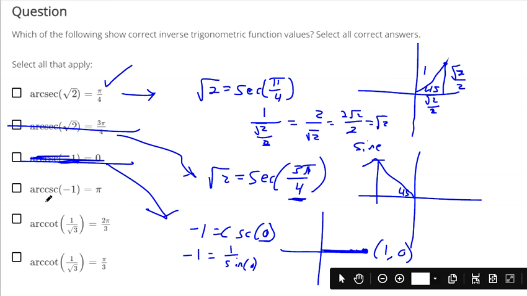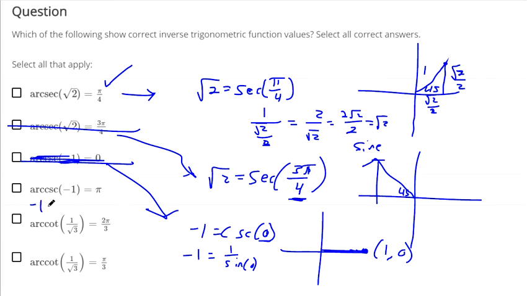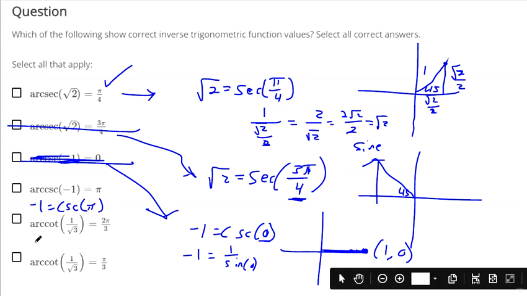Okay, so keep going, do what I'm doing, write it as negative 1 equals cosecant of pi, and then evaluate cosecant of pi. Does that equal negative 1? This one, when you rewrite it, you take cotangent of both sides, so you get 1 over the square root of 3. Is that equal to cotangent of 2 pi over 3? Okay, so that's how you can check each one of those.